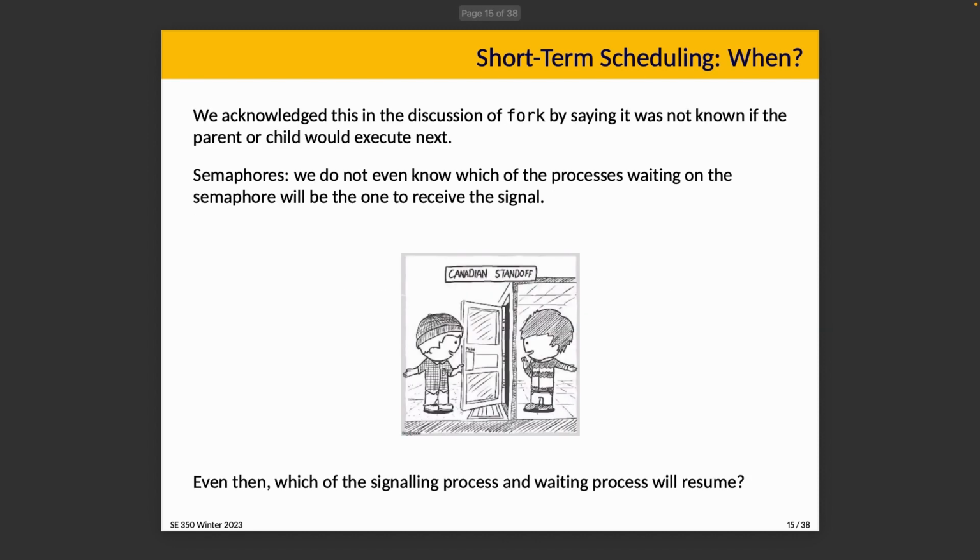Similarly, we also acknowledged this when we said, okay, if we signal or post on a semaphore, we're not entirely sure which of the waiting processes will be the one to receive the signal. And even then, of the two, the one that called the signal and the one that received it, which of those will proceed? We said we don't know. We said that's the operating system's decision, and it's difficult for us to have influence over it. But from the point of view of the operating system, it will decide based on whatever scheduling algorithm it has decided to implement and whatever criteria that algorithm uses.